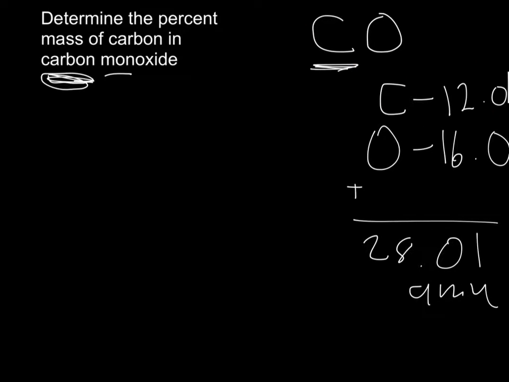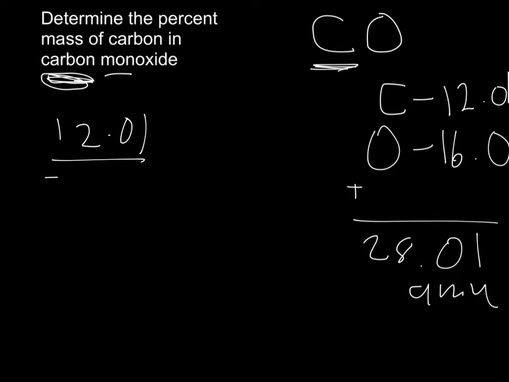Okay, to find out the percent that carbon contributes to this whole molecule, I want to know what percent of this mass is strictly carbon. So I take the part, which is carbon, over the total, which is all of it together, and then times 100. So part over total times 100. So let's do that.